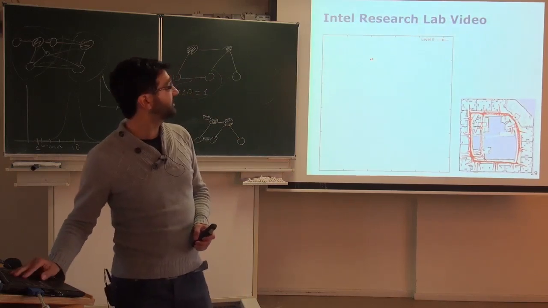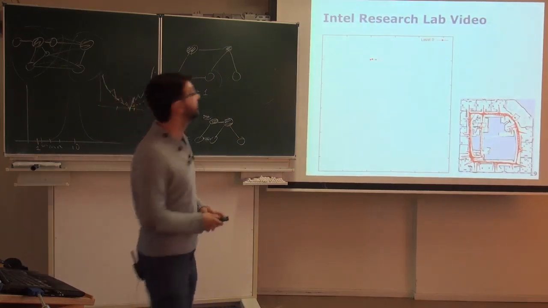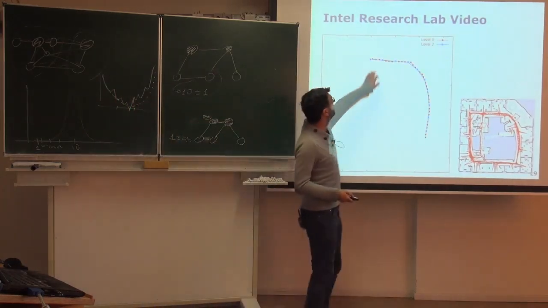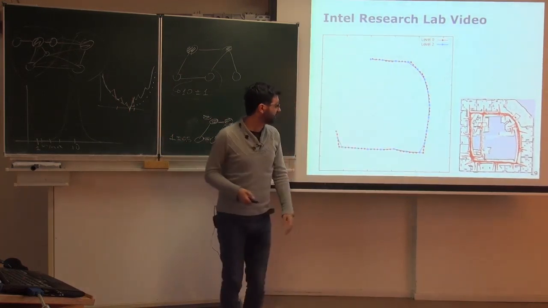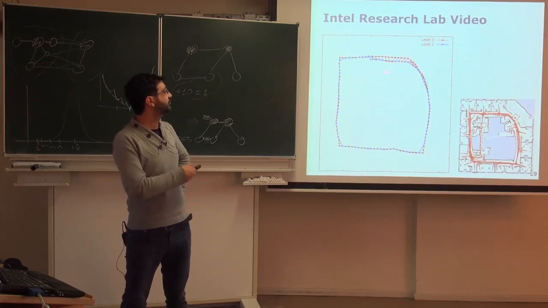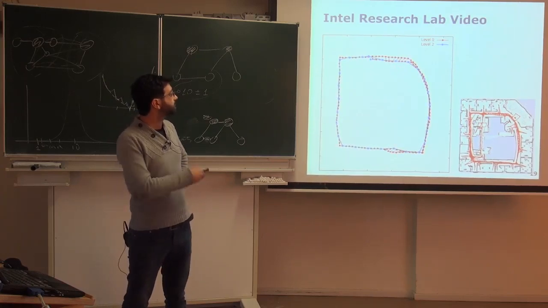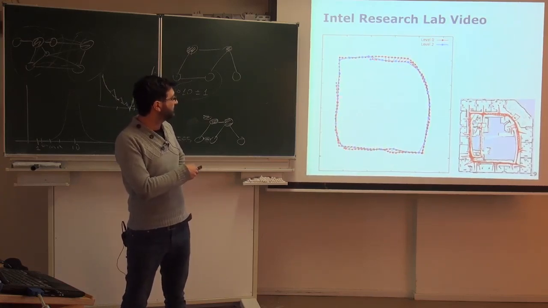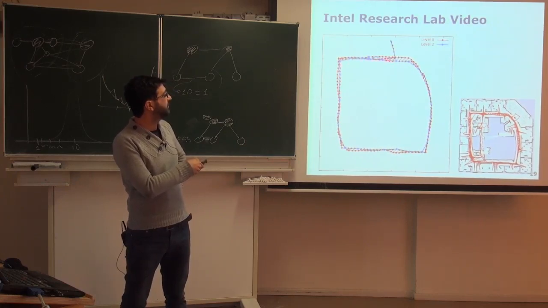Another data set here is the Intel lab. It's an indoor data set. And you can see here now level 0 and level 2 are on top of each other to get an idea of how precise the two levels are. As you can see, the blue line is almost every time on top of the red line.